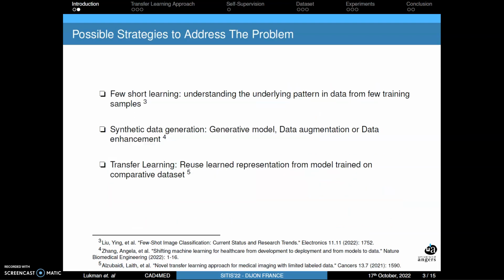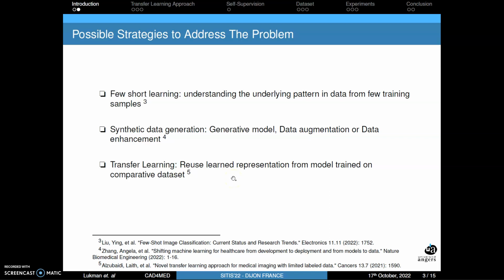Some of the recent strategies to address this problem include few shot learning, which involves understanding the underlying pattern in data from few training samples, and synthetic data generation, which could include data augmentation, generative models, and so on, and also transfer learning, which is the reuse of learned representation from a pre-trained model on a comparative data set.